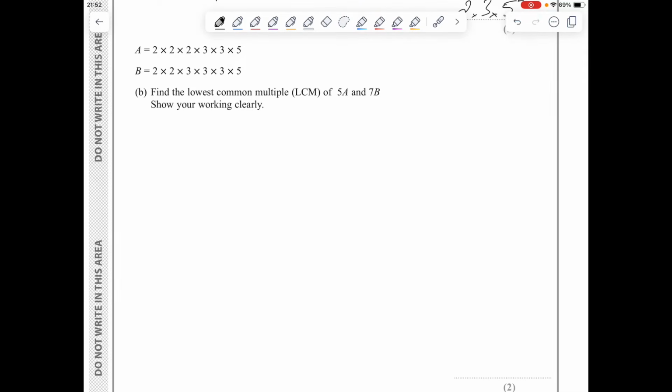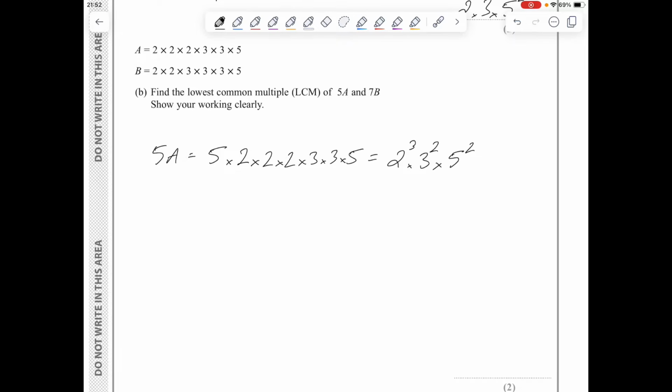For part B, 5a is equal to 5 times all these factors. So times 2 times 2 times 2 times 3 times 3 times 5. Now I can write this as 2 to the power of 3 times 3 to the power of 2 times 5 to the power of 2.